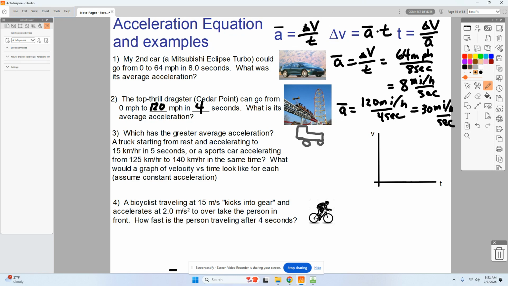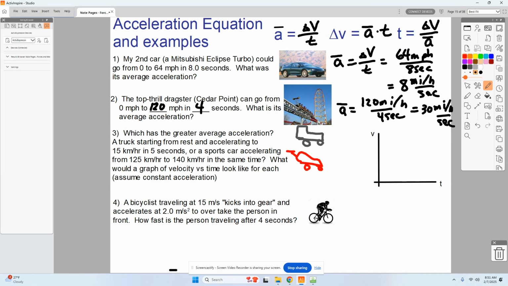So there's a gray truck. It's accelerating from rest to 15 kilometers per hour in 5 seconds. So that's your truck. Anyone have a sports car in their family? What do you have? A Porsche? What color? Red? Okay. So now we have a sports car. Does it have a spoiler on it or anything? Yeah. Okay. So we have a sports car. It's going 125 and it's going to accelerate to 140 in the same amount of time.